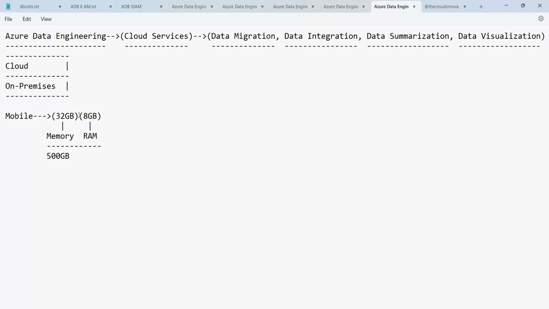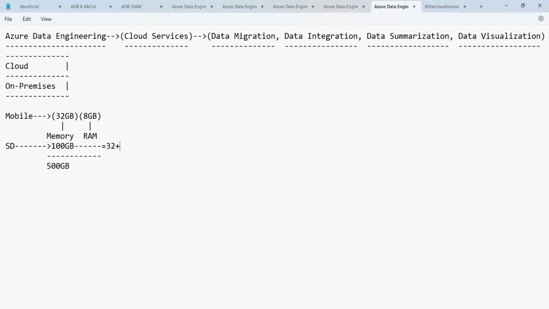So what is the alternative? The first alternative is that you need to install an SD card, that is the SanDisk card. Let us say you have installed a SanDisk card of 100 GB. That means now the amount of memory you have is 32 GB plus 100 GB.